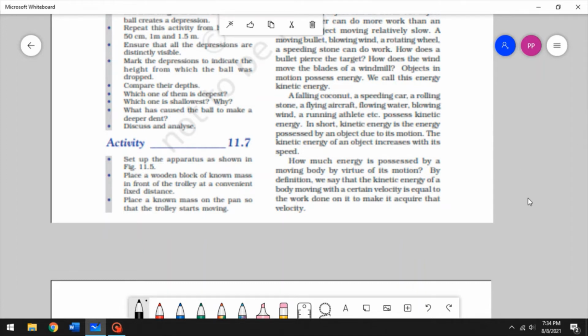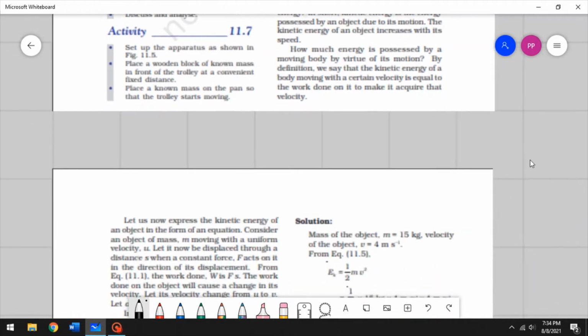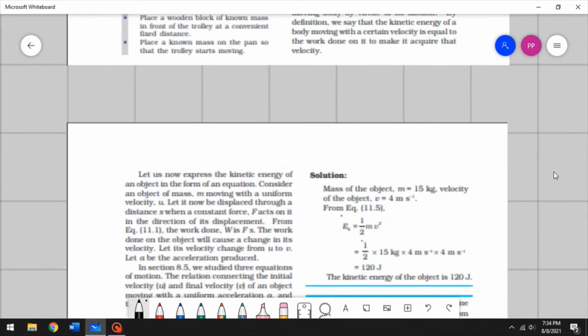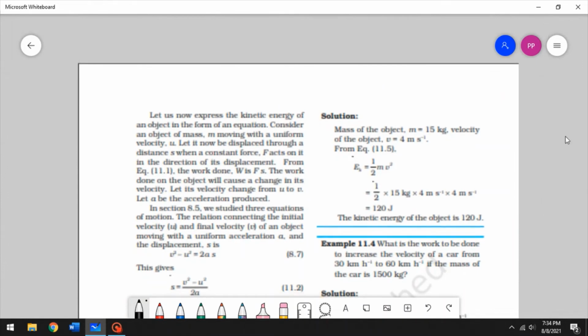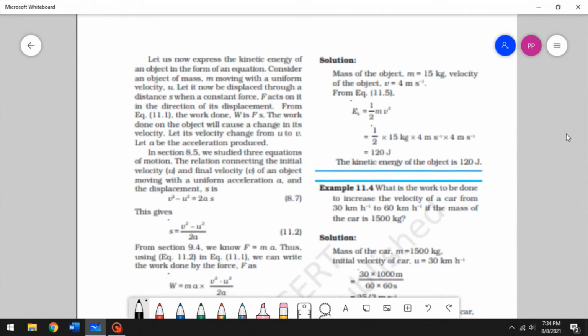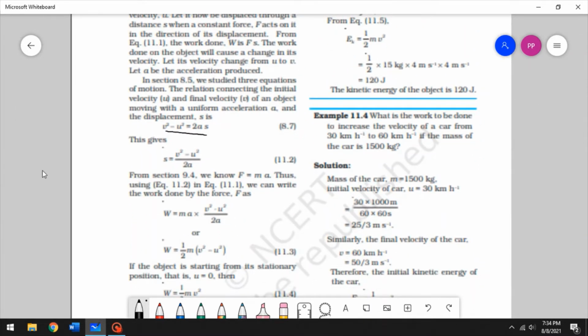Alright? So how much energy is possessed by a moving body by virtue of its motion? By definition, we say that the kinetic energy of a body moving with certain velocity is equal to the work done on it to make it acquire that velocity. So when we think of kinetic energy as a function of its velocity, we can use this equation of motion, v square minus u square equals 2as. So we can make displacement the subject, and making a quantity the subject essentially means isolating it, making it alone on one side of the equal to sign. Alright, so s is equal to v square minus u square by 2a, because this 2a went on to divide on the left side.